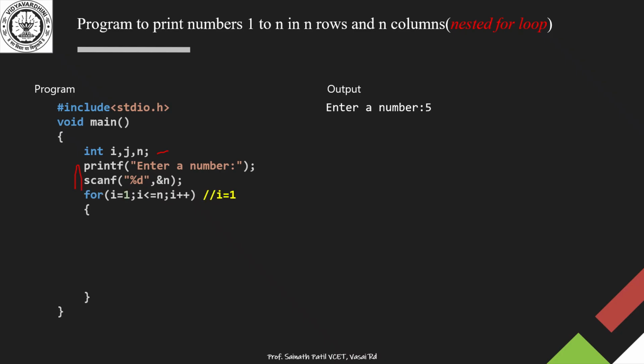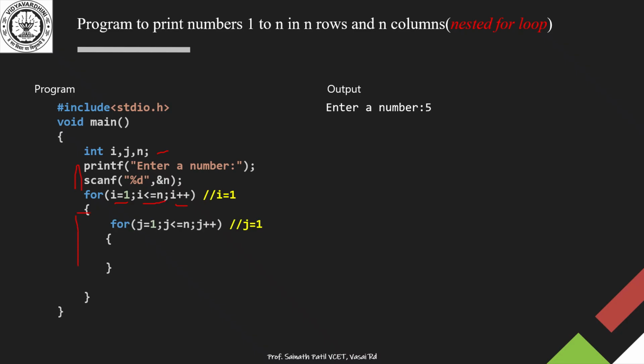So I'll use an outer for loop, because I want to print from 1. So for i is equal to 1, I initialize i to 1, semicolon, i less than or equal to n, that is 5 in this case, i plus plus. So here I initialize i is equal to 1. Now I'll enter within that outer for loop.